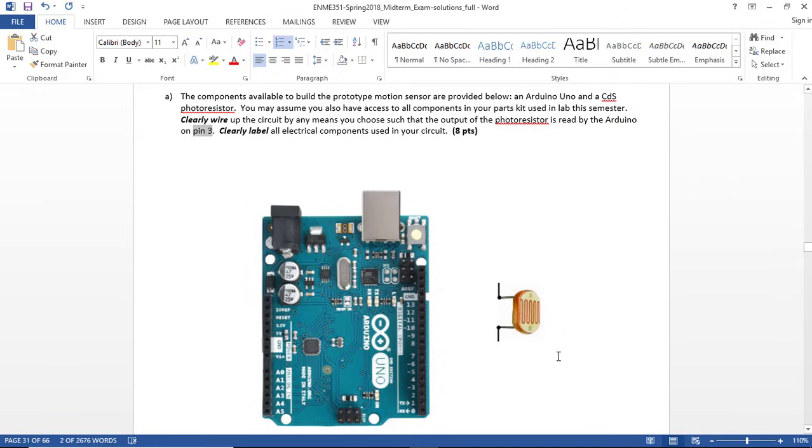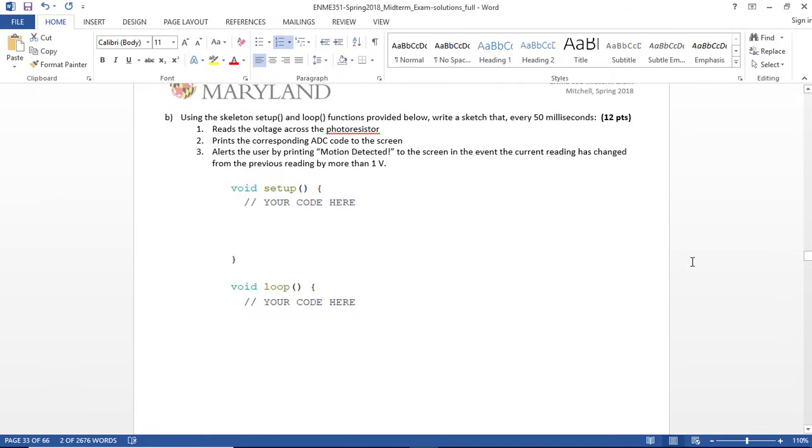Part B then asks, go ahead and write some code to drive the operation of this circuit. And you had every 50 milliseconds for version 1 and every 100 milliseconds for version 2, you had to perform the following, right? So every 50 millisecond interval, perform the following. So you want to read the voltage across the photoresistor and print the corresponding ADC code, right? So in this case, I'm looking for the code 0 to 1023, not the voltage, not some interpretation of the voltage. Print the actual ADC code 0 to 1023.